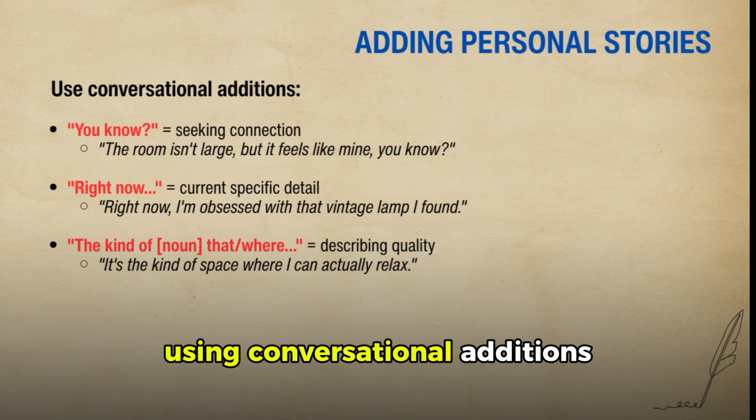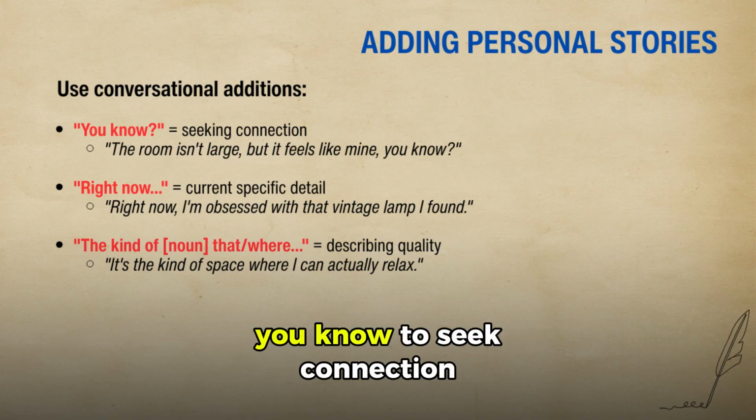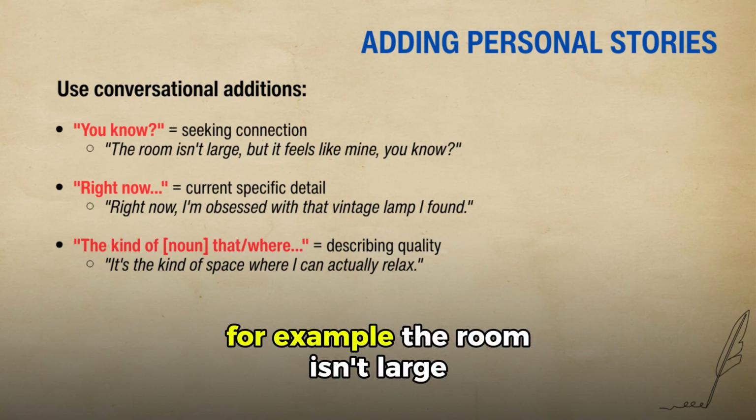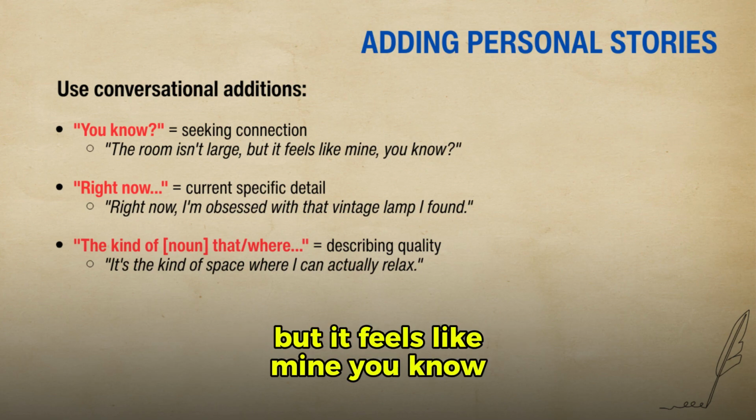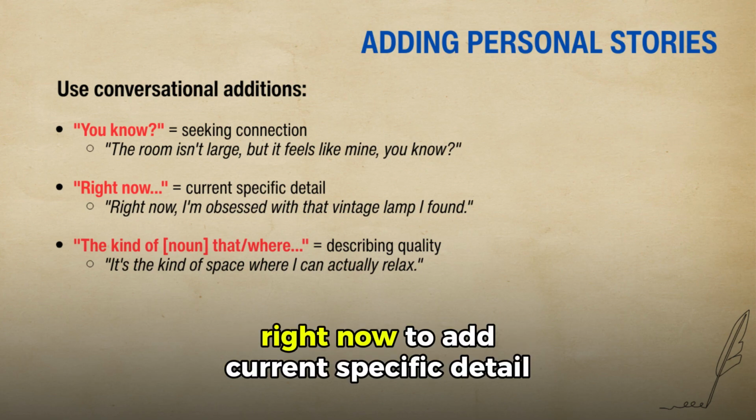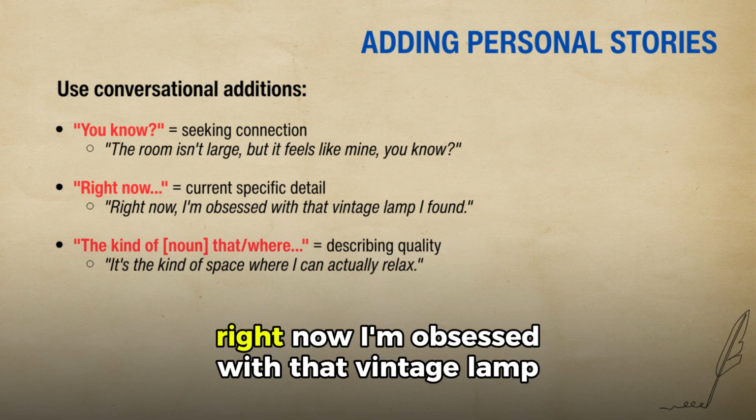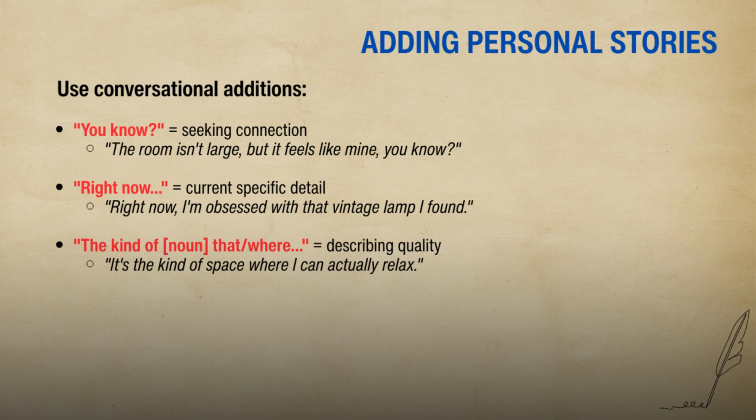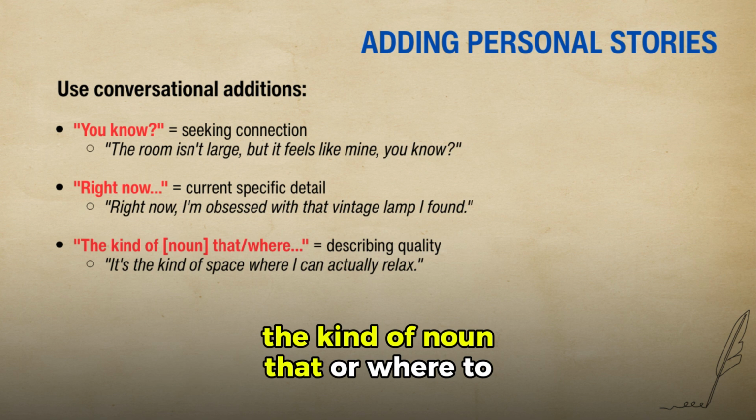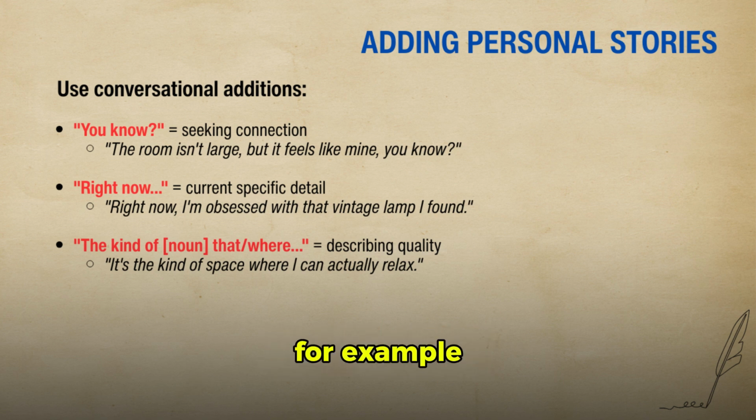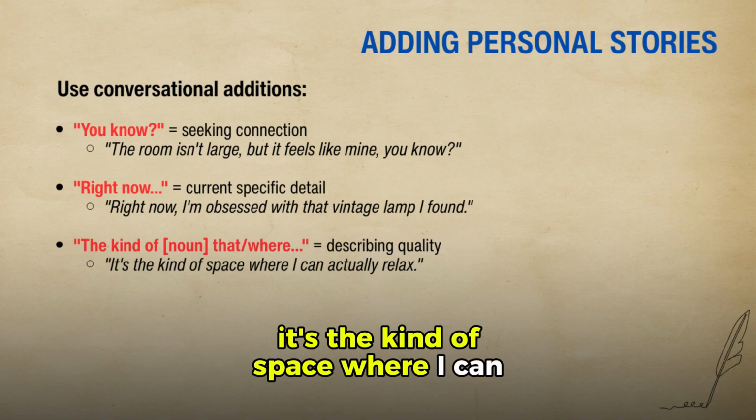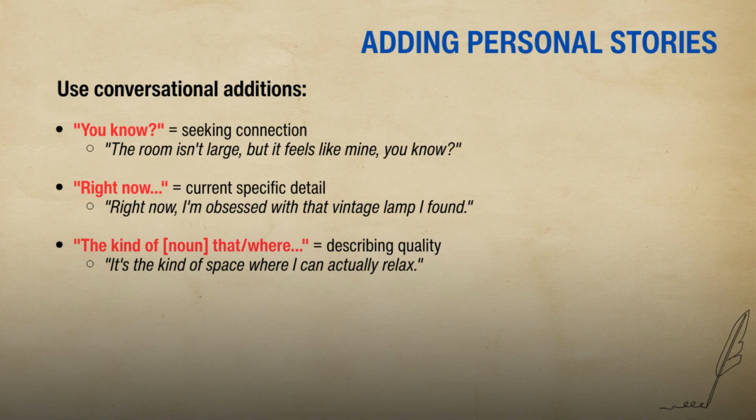Using conversational additions. To seek connection. For example, the room isn't large, but it feels like mine. Right now. To add current specific detail. For example, right now, I'm obsessed with that vintage lamp I found. The kind of noun that or where to describe quality. For example, it's the kind of space where I can actually relax.